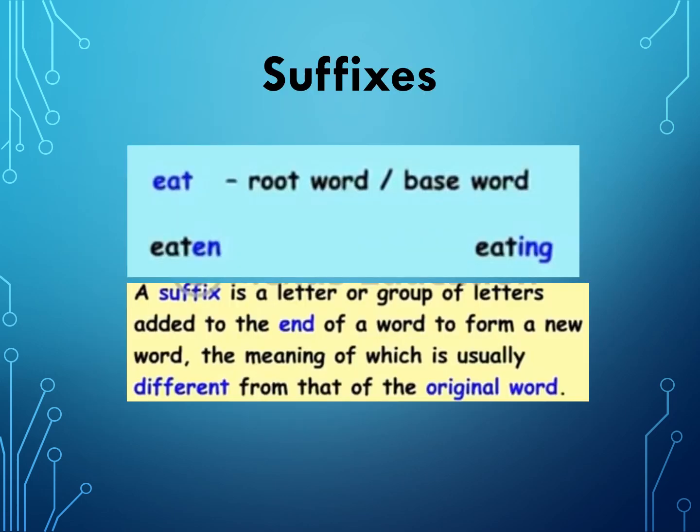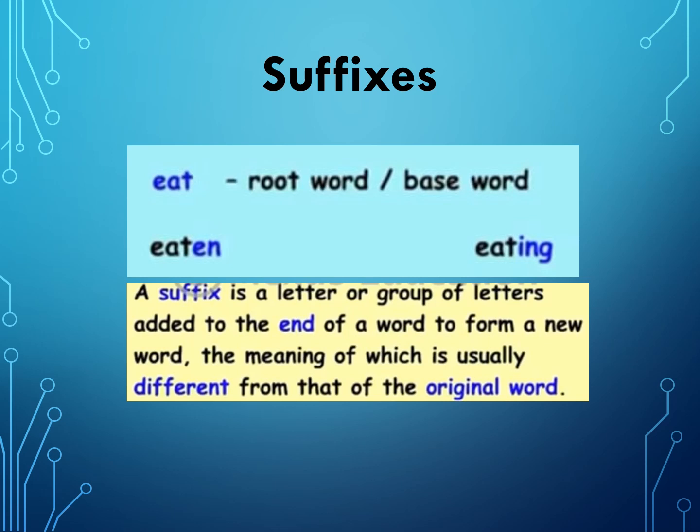Students, please look at these words. The words are eat, eaten, eating. The words eaten and eating come from the same word eat. Eat is the root word or the base word. By adding the letters en and ing at the end of the root word, we get two different words. These endings are called suffixes.